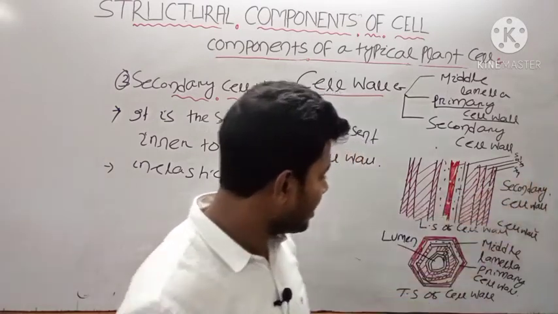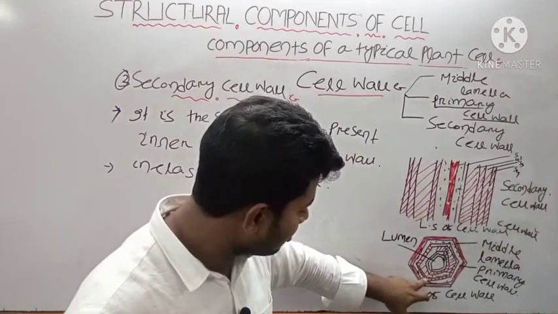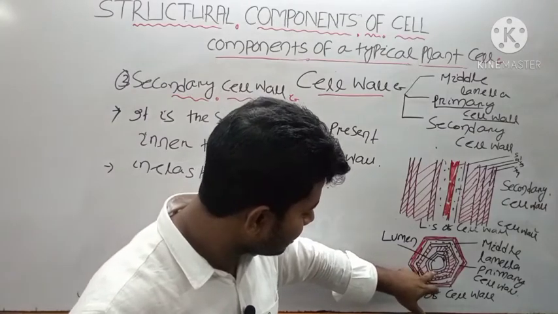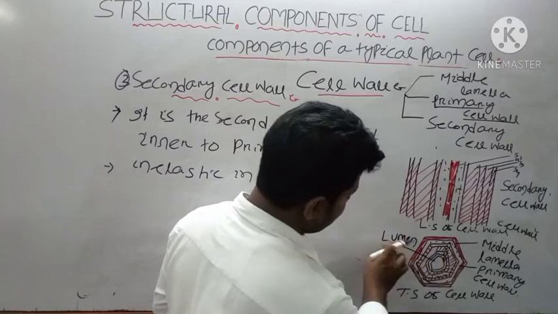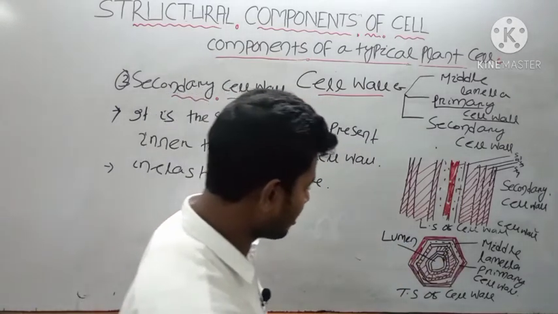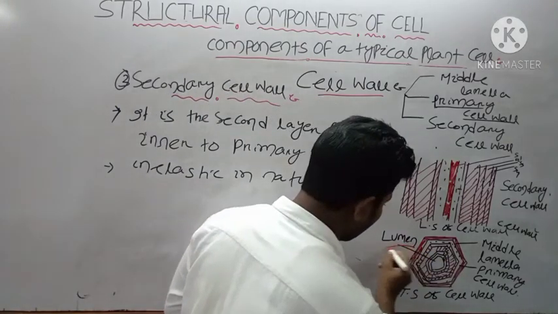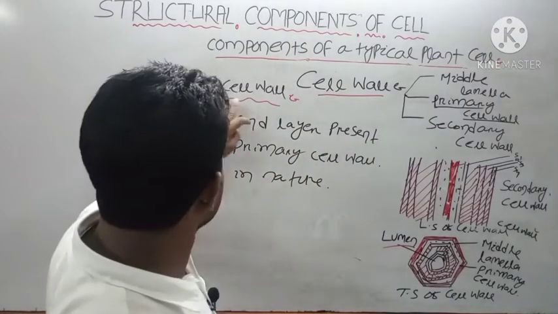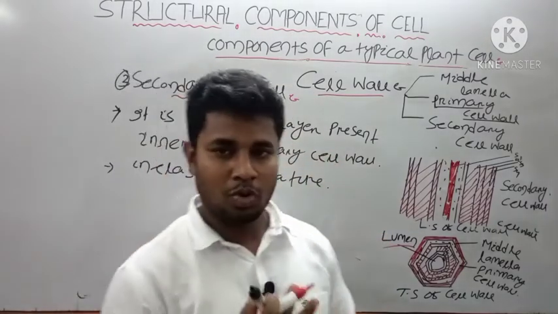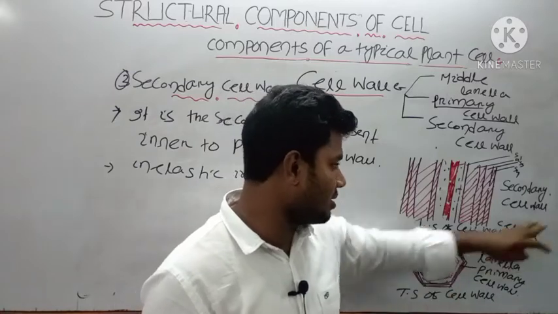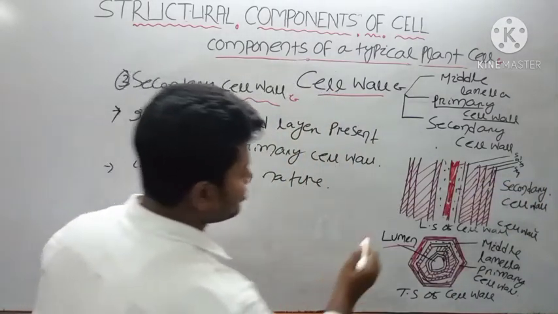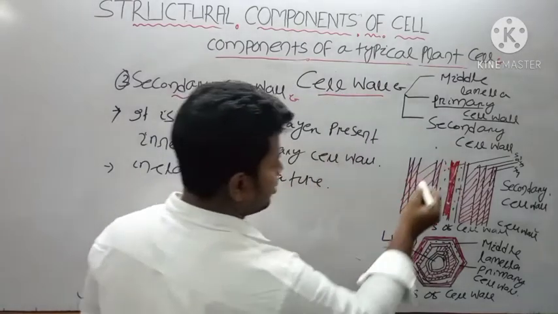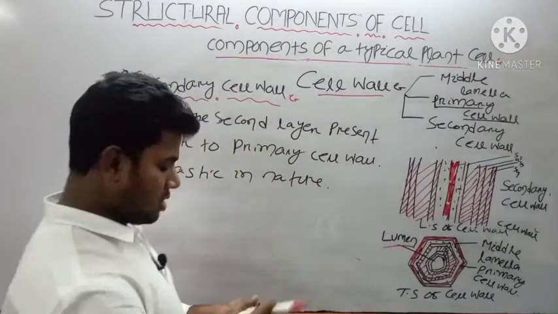Here you can see it's LS. Here you can see also S1, S2, S3 and S4. And the center of the structure is known as the lumen. Okay, the secondary cell wall has four parts. You can divide it into S1, S2, S3 and S4. And among them, S2 is the thickest one. Here you can see in the diagram, S2 is the thickest one.